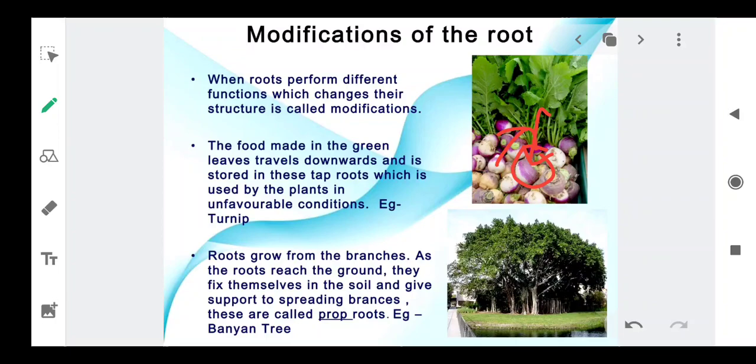Roots grow from the branches. As the roots reach the ground, they fix themselves in the soil and give support to the spreading branches. These are called prop roots. Example, banyan tree. If you see the banyan tree, you can see that the roots reach the ground. Sometimes in a banyan tree you will see that directly from the branches some roots will come, and these roots will spread through the ground and give support to the plant to stand. In a banyan tree you can see lots of roots coming from the branches itself, and it gives strong support to the tree to stand.